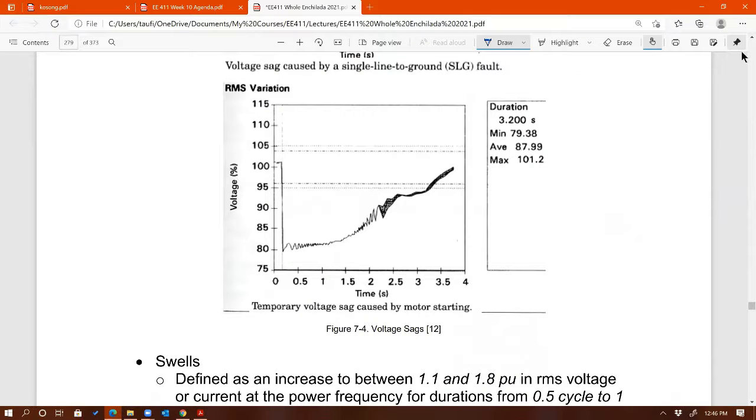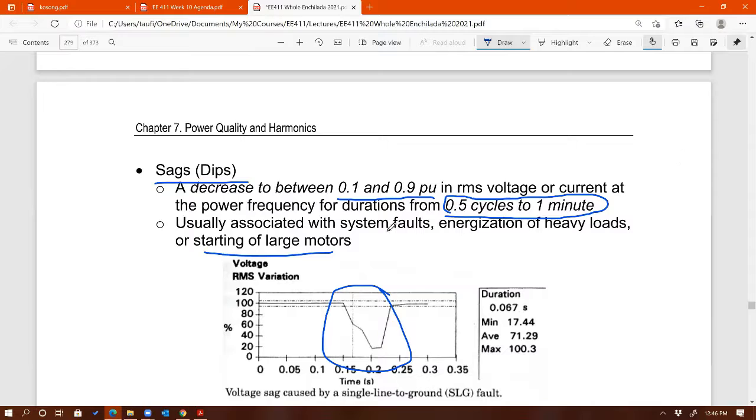Oh, I forgot to ask. I don't know if you remember this. Why is it that an induction machine has large starting current? What did you learn from 295? You learned it there, but let's see if you remember why. Why is it that induction motors at starting require a lot of current?